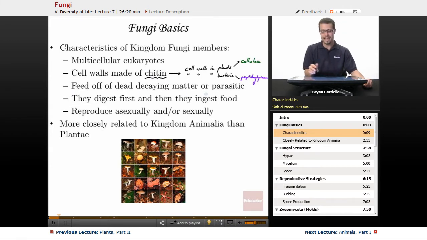They feed off of dead decaying matter or they're parasitic. There are animals out there that feed off of dead decaying matter, and there are those that are parasitic, but fungi classically are doing that. Fungi in a forest, fungi in any environment are helping to decompose what's in the ground, get it back into an organism, and then it's a part of the food chain again, because there are animals that will eat the fungus. And then there are other funguses that eat fungus as well.